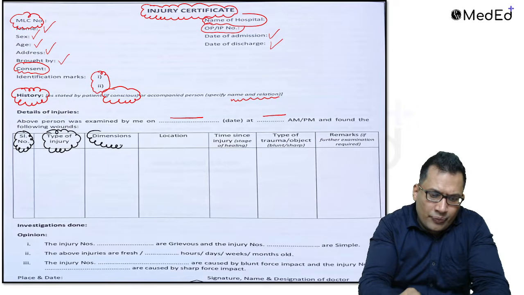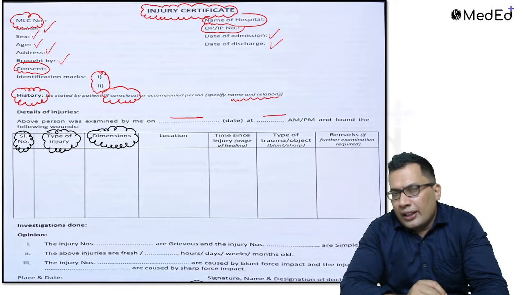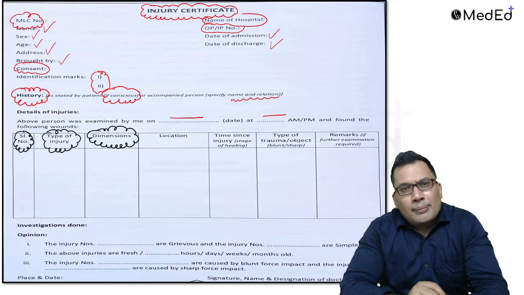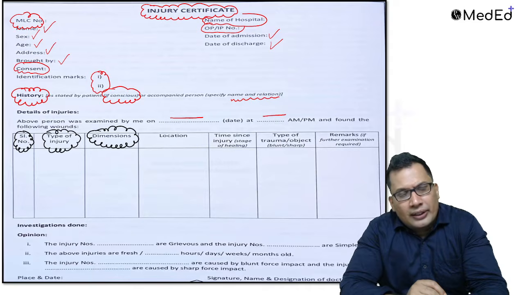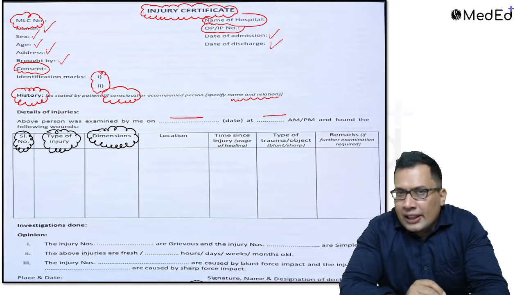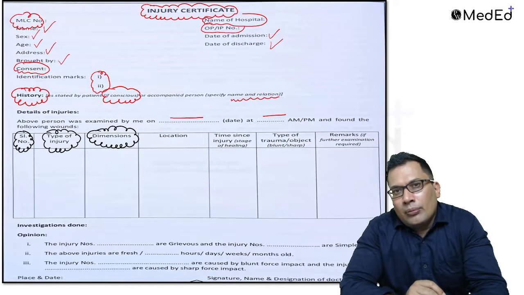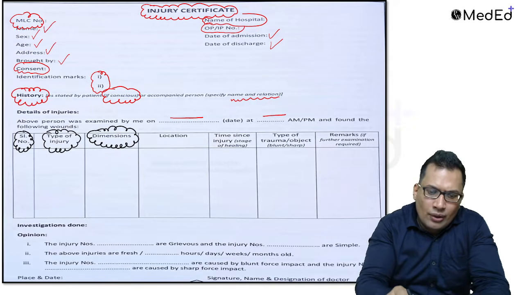Dimensions. What do you mean by dimension? Length and the breadth. Sometimes depth also. Like in case of stab wound, depth. Lacerated wound, depth also needed. So depth in terms of skin deep, muscle deep, cavity deep, or it is bone deep.